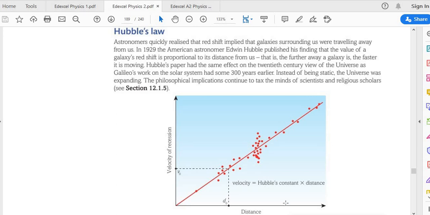So if the distance is here, you go up and then you can see the speed is greater. So the greater the distance of the galaxy from us, the faster the galaxy is moving away from us. The faster it is moving.